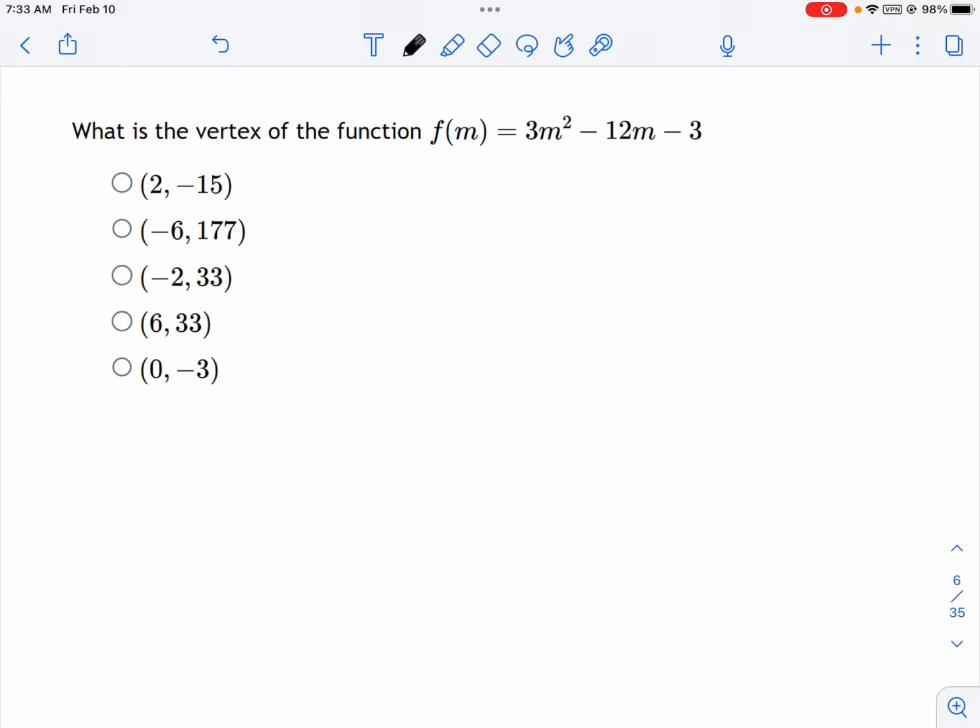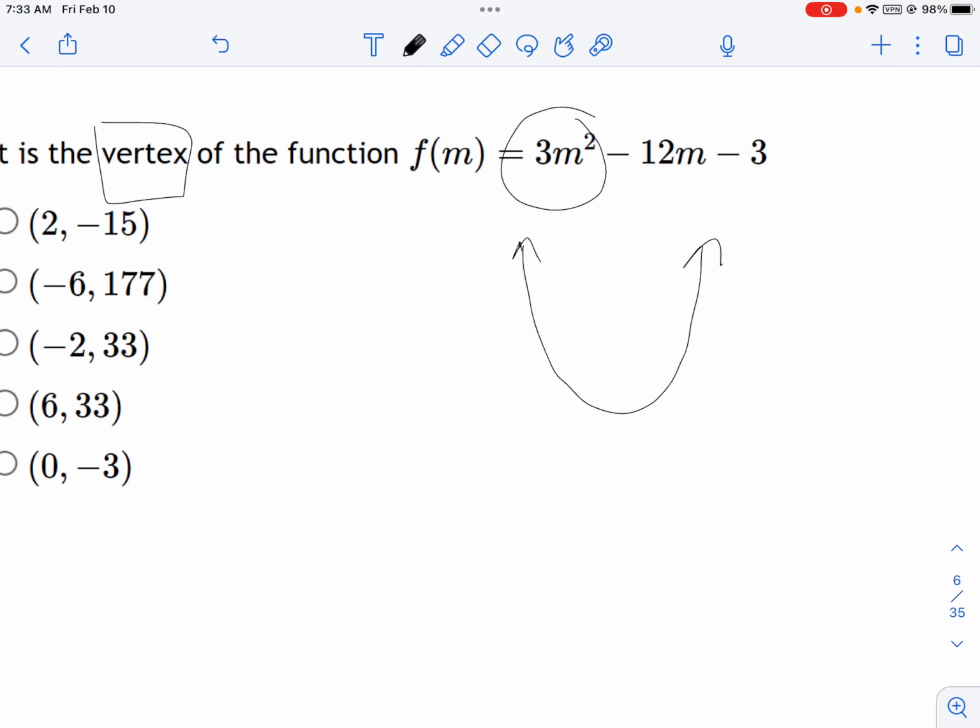So first thing we've got to figure out is what on earth is a vertex? For this particular graph that we're going to be looking at, that m squared tells us that we're looking at what's called a quadratic. It's going to be a graph that does something like this. You're going to have some kind of U-shaped graph.